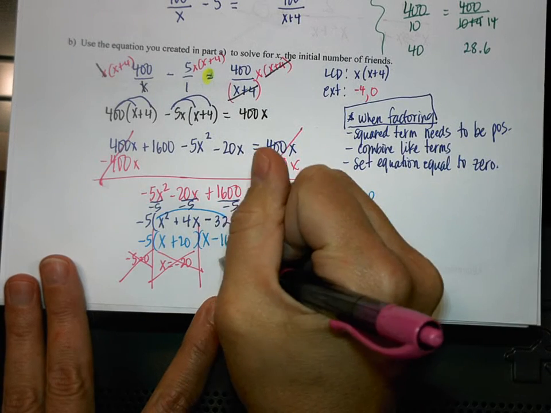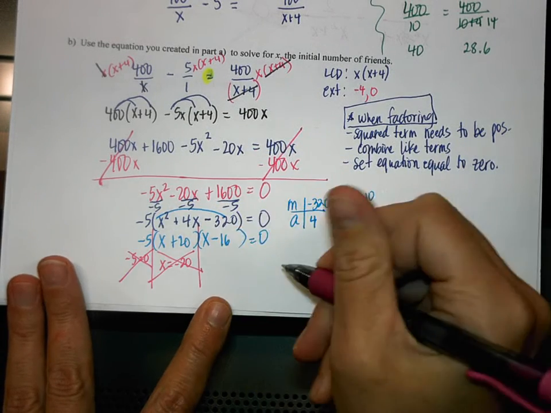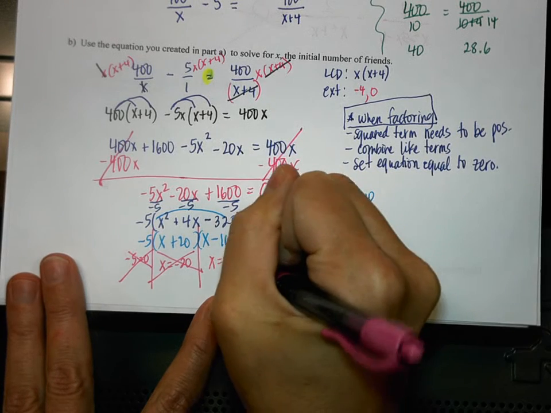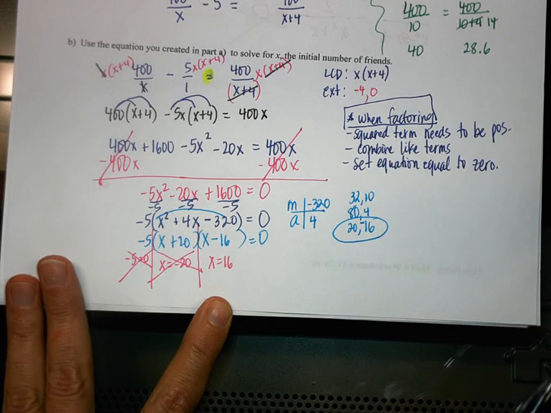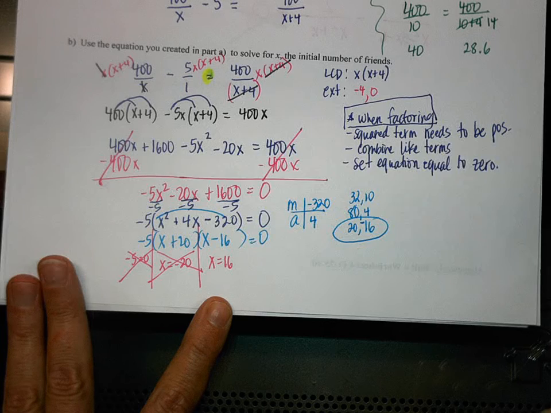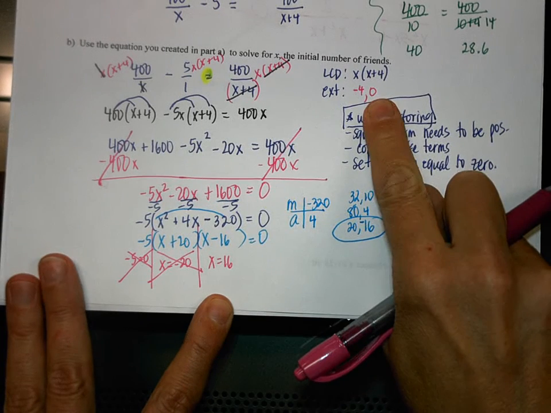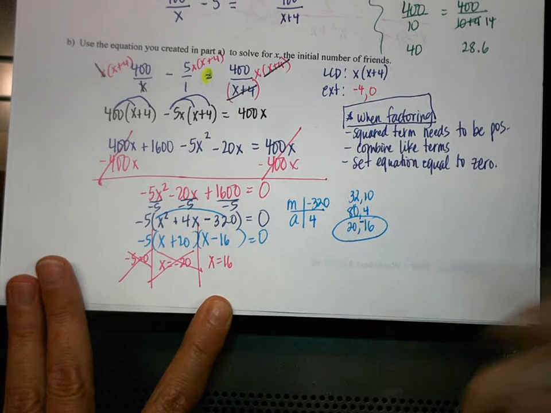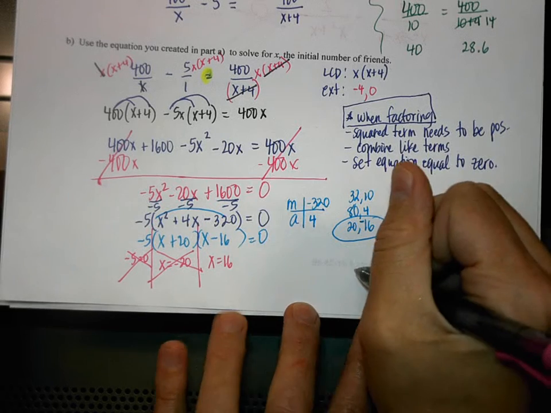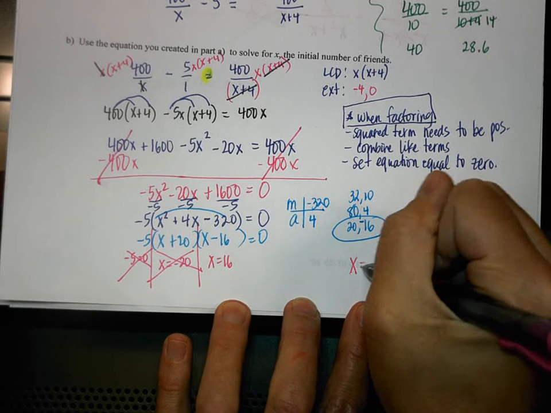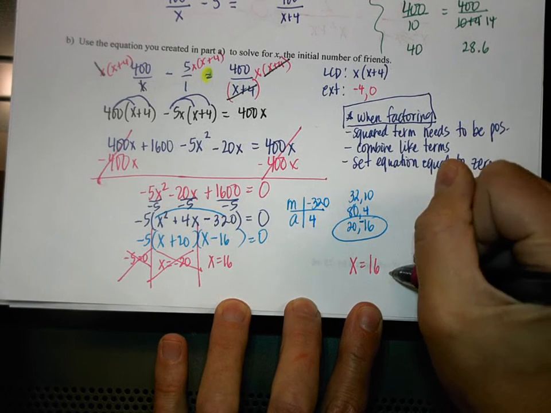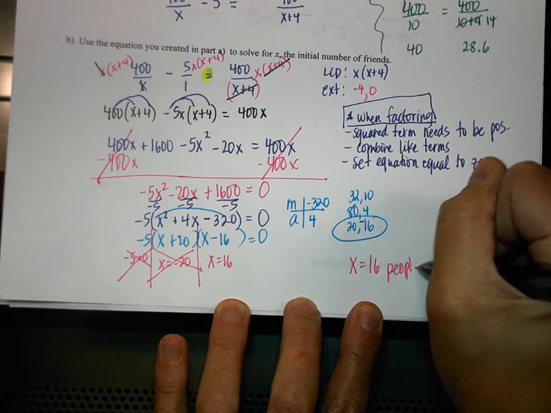Okay. All right, and then last we have x equals 16. Is 16 an extraneous solution? No. What was our extraneous solutions? Good. So that means that in the initial value, x equals 16 what? People. And make sure you label your answers.